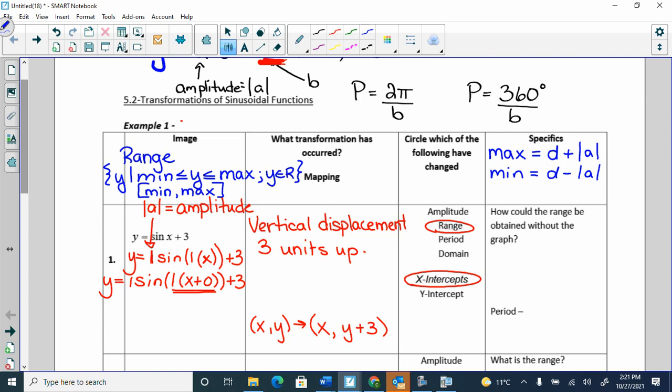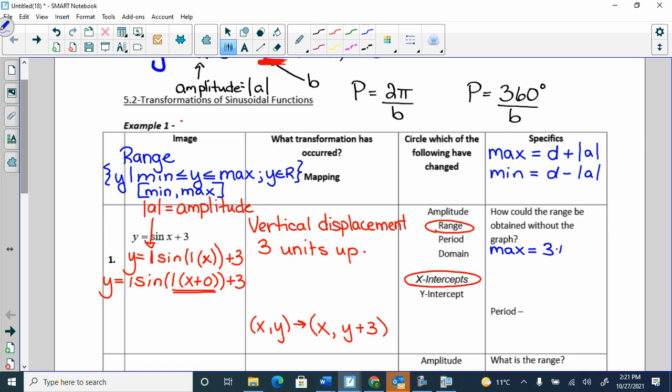So let's go to this question over here. It says, how could the range be obtained without the graph? I don't want the graph. I just want to be able to get the range from this equation, not from going to my calculator and finding the max and the min. How would I do that? What would the maximum be in this case? What's my D?